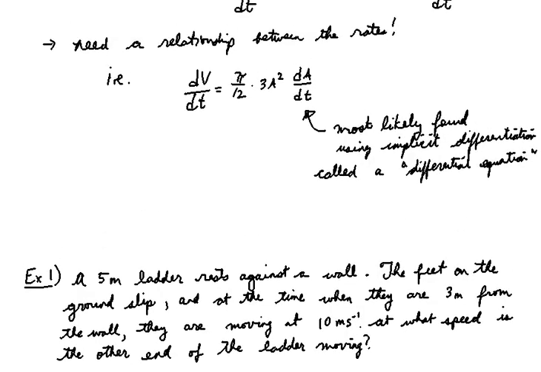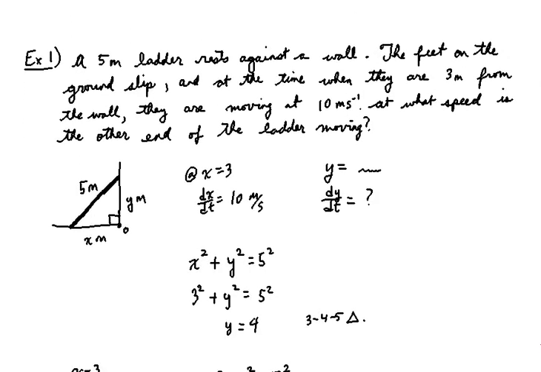It says a 5-meter ladder rests against a wall. The feet on the ground slip. So we have a ladder here, and we're looking at it from the side. The feet are on a very slippery surface and they're slipping. So it wasn't set up properly, and the ladder is sliding this way, and so you'd expect this side to keep sliding down as it slides down this wall.